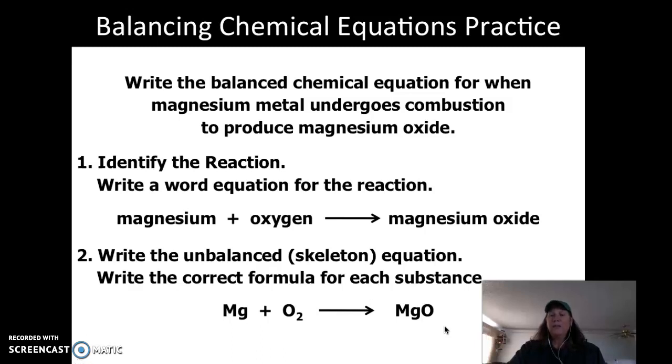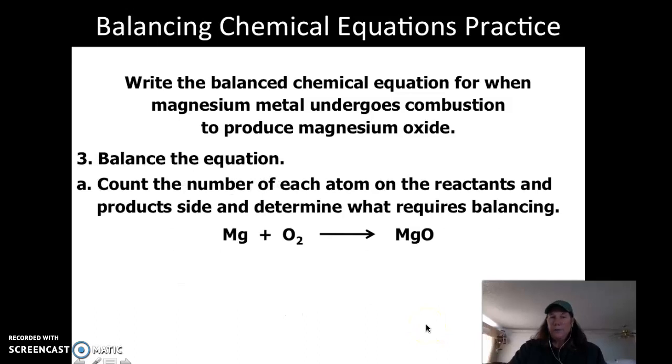It's really important that you write the proper formulas, okay? So this is not balanced because I got 2 oxygen and over here I only have 1. So I'm going to have to balance my equation. So what am I going to do? I'm going to put a 2 here and a 2 here. And they're going to talk about all these numbers.